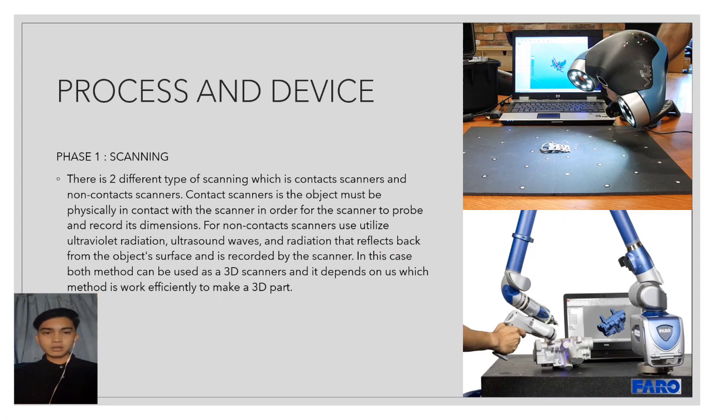So the first phase of the process is scanning. There are two different types of scanning, which are contact scanner and non-contact scanner. With a contact scanner, the object must be physically in contact with the scanner in order for the scanner to probe and record its dimensions. Non-contact scanners utilize ultraviolet radiation, ultrasound waves, and radiation that reflects back from the object surface and is recorded by the scanner. Both methods can be used as 3D scanners, and it depends on us which method works efficiently to make a 3D part.